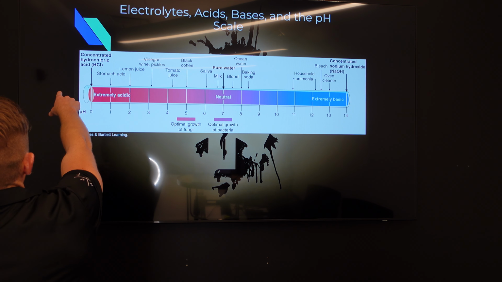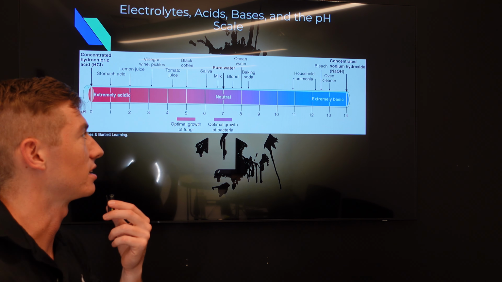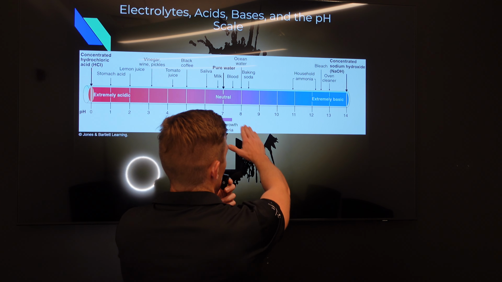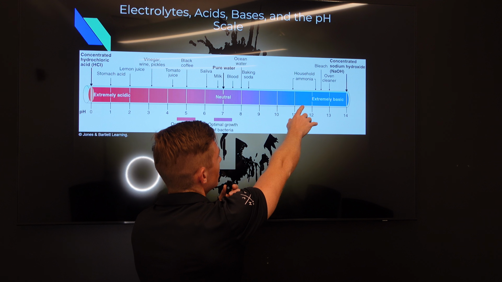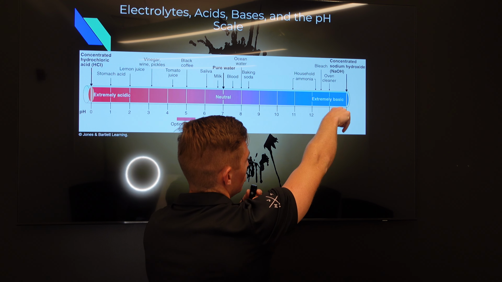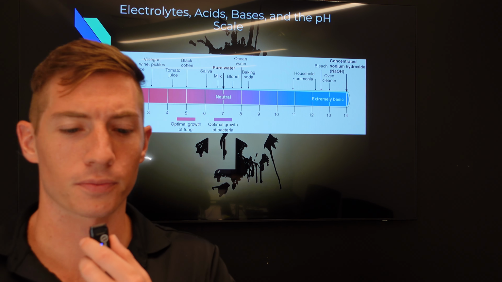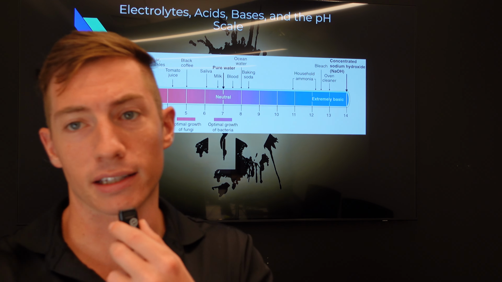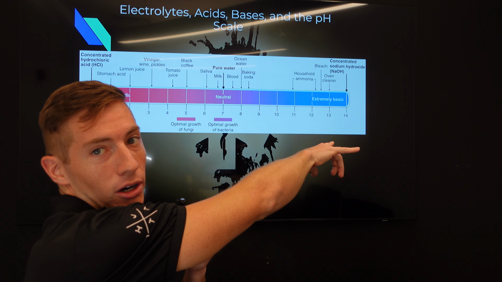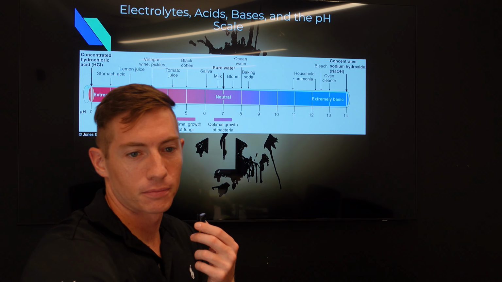And then concentrated hydrochloric acid, extremely acidic and can eat through almost anything. And then there's, I guess this is empty, but household ammonia, bleach, oven cleaner, all the way to concentrated sodium hydroxide and Drano. So that's why it eats through the sink. And bases are actually more dangerous than acids if you get them on you.